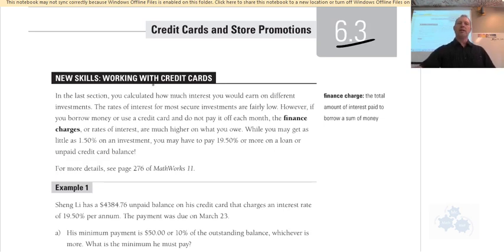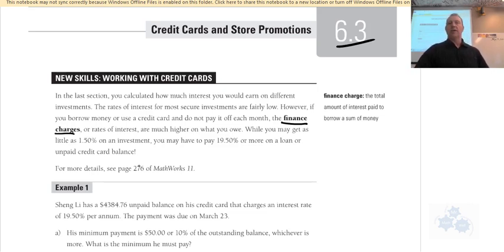However, if you borrow money or use a credit card and do not pay it off each month, the finance charges or rates of interest are much higher on what you owe. While you may get as little as 1.5% on an investment, you may have to pay 19.5% or more, and a lot of cards are more, up to 22 or 25%, on a loan or an unpaid credit card balance.